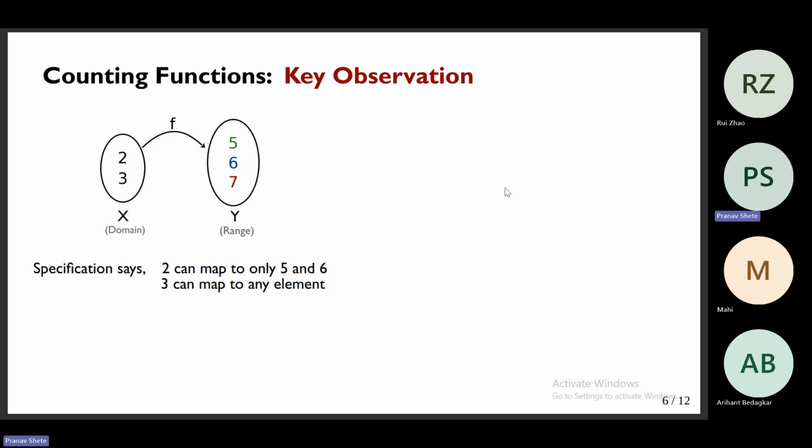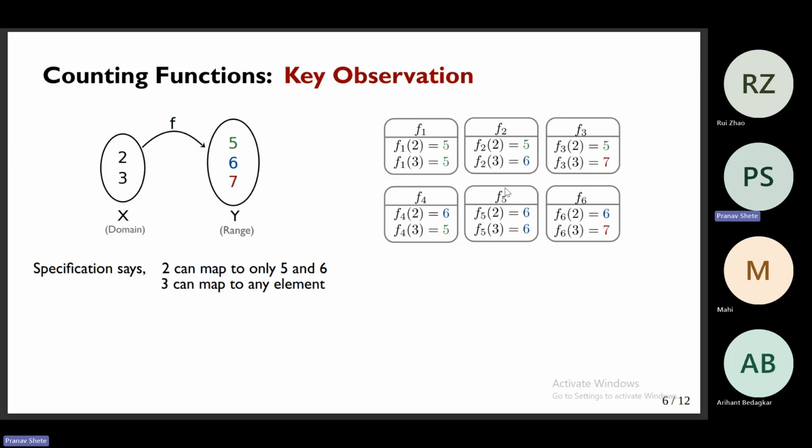So let me go back to the question: how are we counting the number of functions without even synthesizing one function? That starts with a key observation on counting functions. Let's say you have a domain X of size 2, with 2 elements, 2 and 3, and a range of 3 elements, 5, 6, and 7. Your specification says that the element 2 can map to only elements 5 and 6, and element 3 can map to any element. This is a pretty simple specification, and you can list down all the possible functions in such a way.